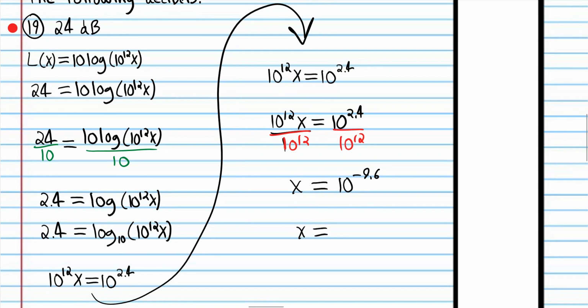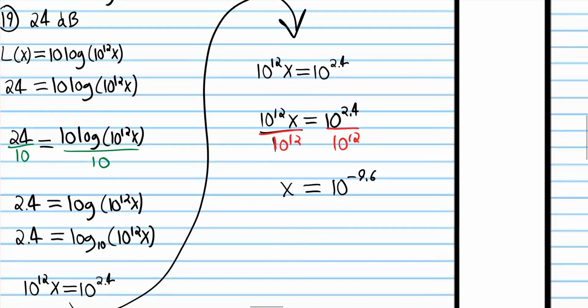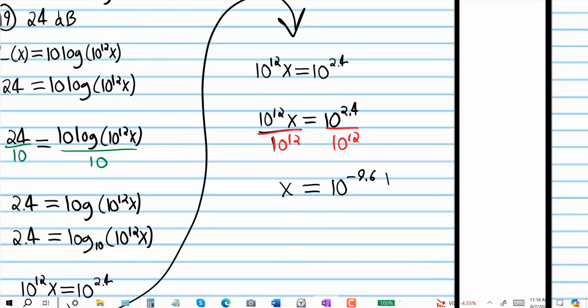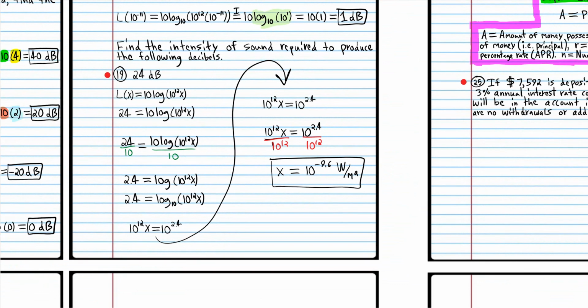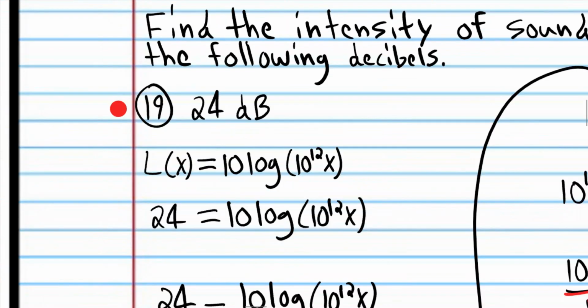So this is going to be a very small number, and because it's going to be such a small number, we want to just leave it like that. Leave it in that form, and we can write watts per square meter. So that is the answer. That's the intensity of the sound that would create 24 decibels.